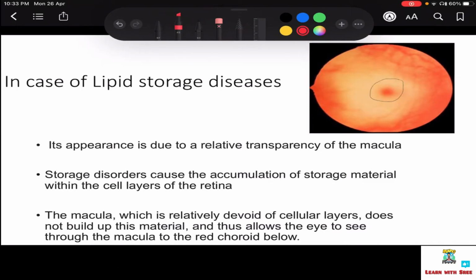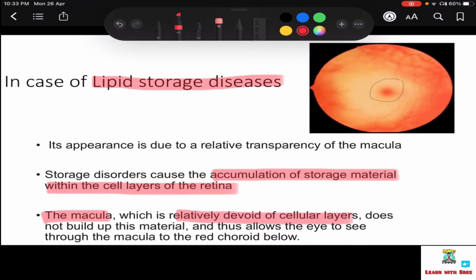Now let's discuss the different conditions. First, we will talk about the lipid storage diseases. What is happening in this condition? There will be accumulation of storage material within the cell layers of the retina. And what is happening in the macular region? The macular region is relatively devoid of cellular layers, so there will not be any accumulation taking place in the macula. We can see the surrounding retina has accumulation of different storage material, and the macular region does not have any accumulation because it is devoid of cellular layers. So we can see through the macula and see the underlying choroid shining. This is the mechanism in lipid storage diseases.